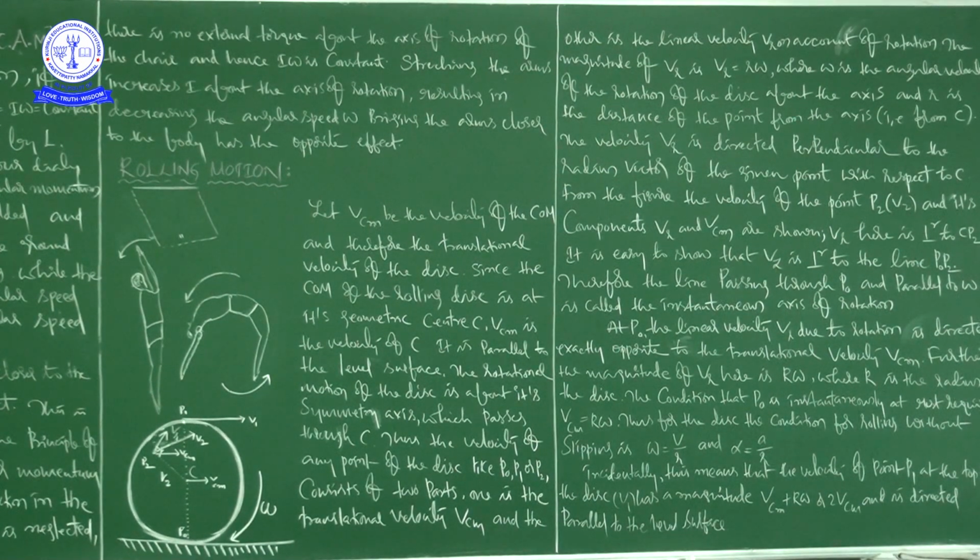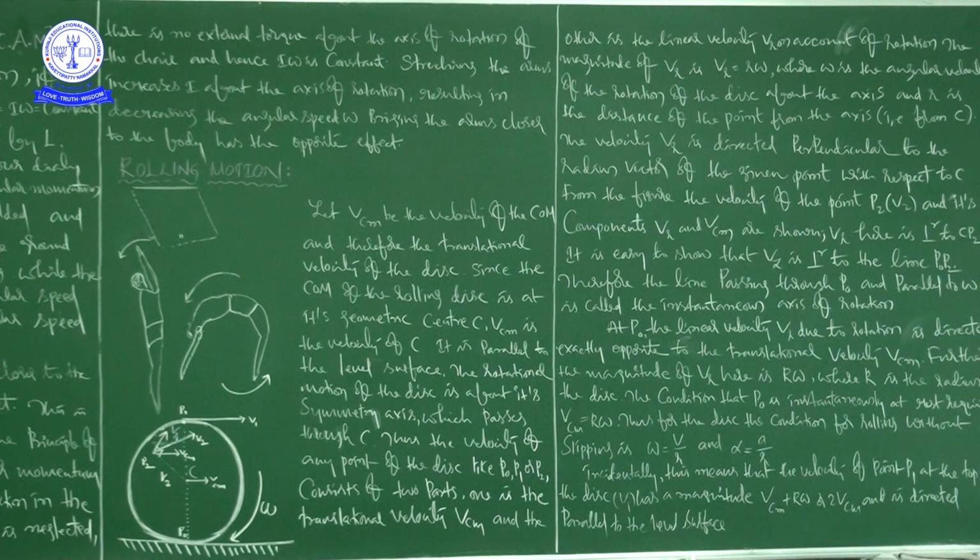VR is perpendicular to CP2. This is CP2, this is VR, which is perpendicular to CP2, and it is easy to show that V2 is perpendicular to the line P0 P2. This is P0 and this is P2.